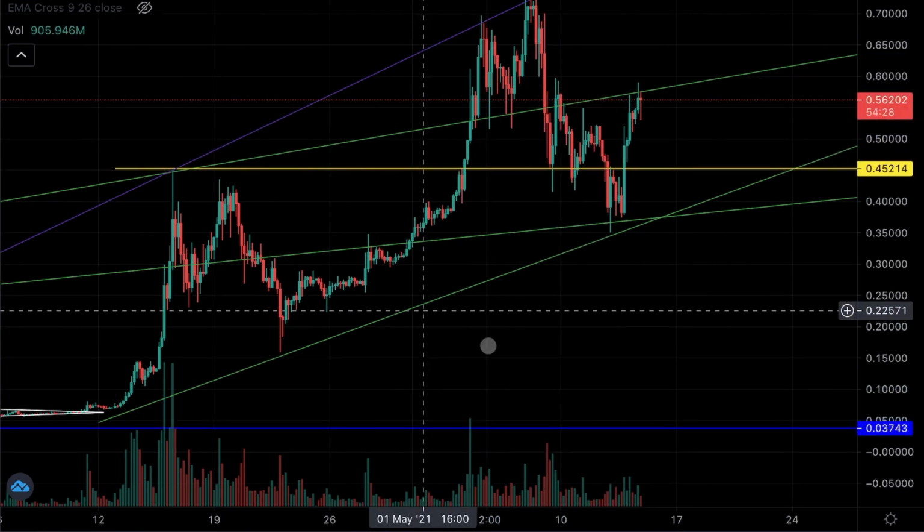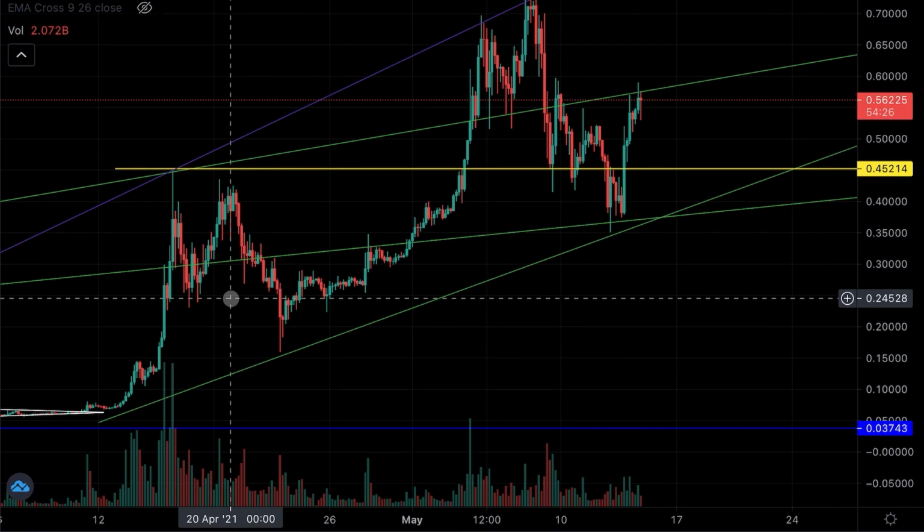So that's how you can correlate volume to trading. The more volume a trading pair has, the higher probability your chances of being profitable are.